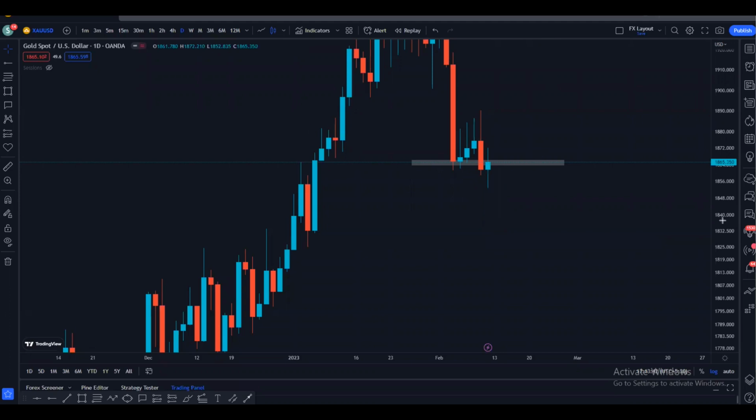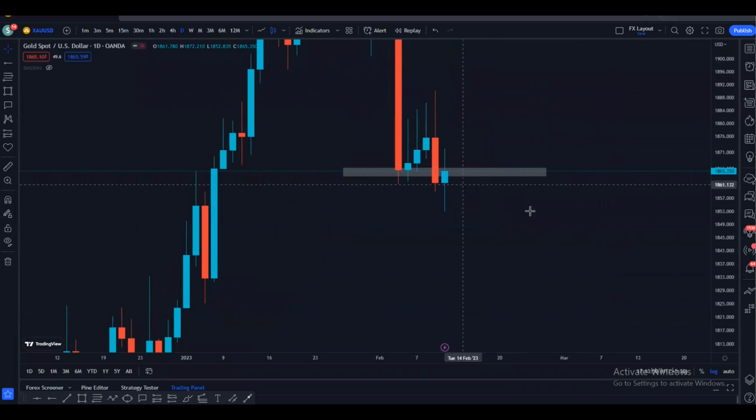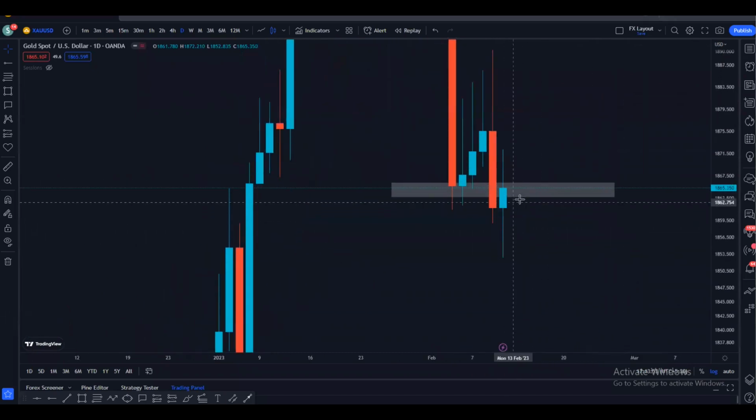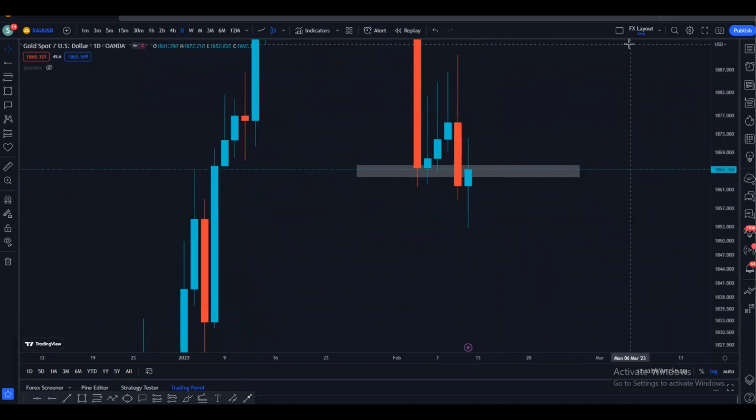So right now, what's going to be the situation on the daily? On the daily, we can see that the Friday candle now closed bullish, but we closed bullish respecting this support turned resistance. So information is still not clear. A lot will depend upon how we get the next daily candle close.